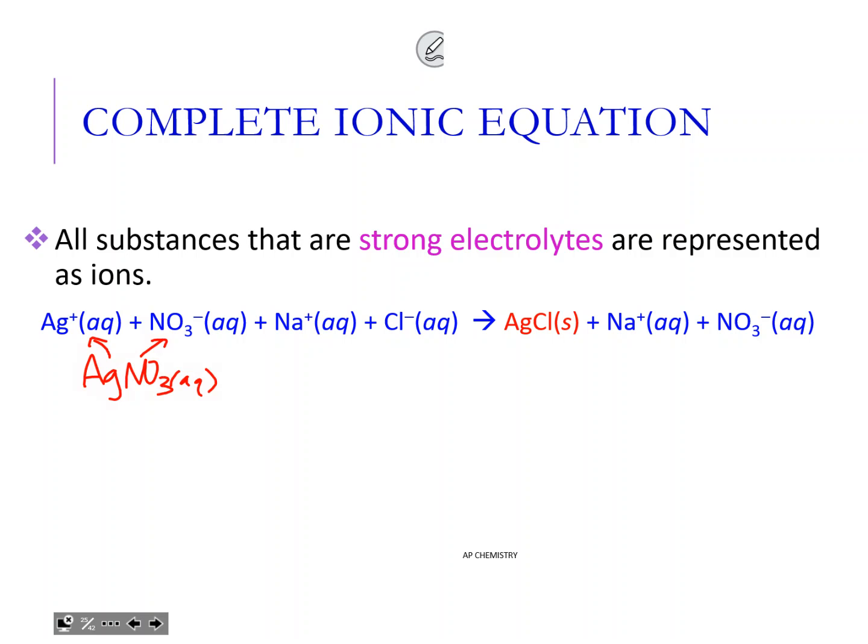Silver's +1, nitrate's -1, so you write the formula charge to represent the ion. That's how you would write it. We also know that sodium chloride, of course, is aqueous. So we break that up into Na+, Cl-. The only thing that you would keep together here happens to be the one that is a solid.